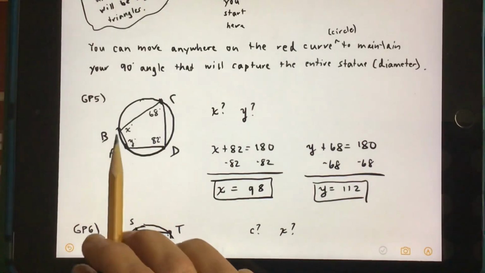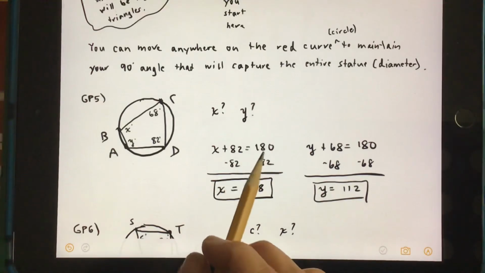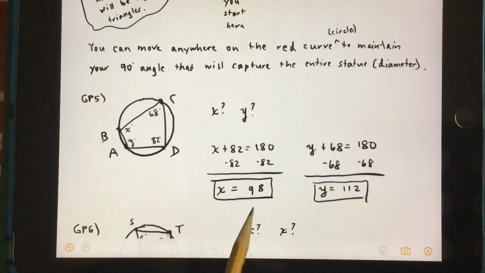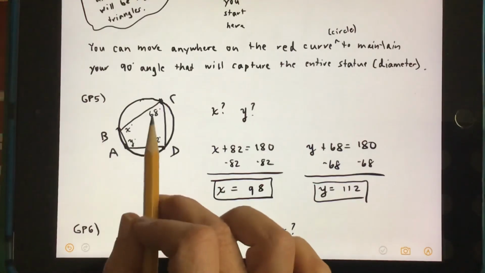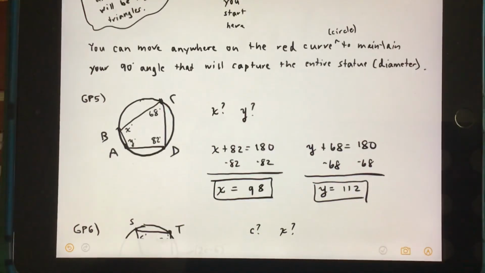That means we can add x plus 82 to get 180. We can solve that equation to arrive at x is 98. We can add y plus 68 to 180 because they're also supplementary angles. And when we solve that equation, we'll find y is equal to 12.